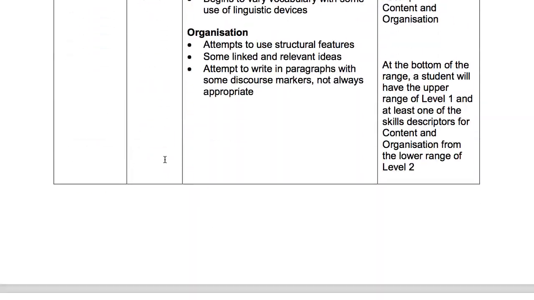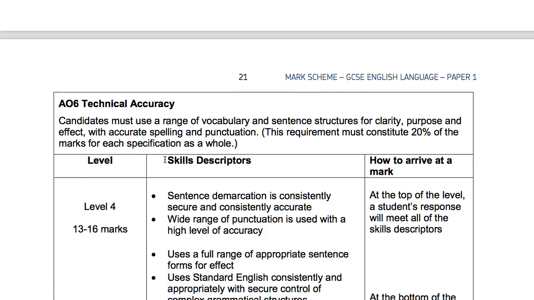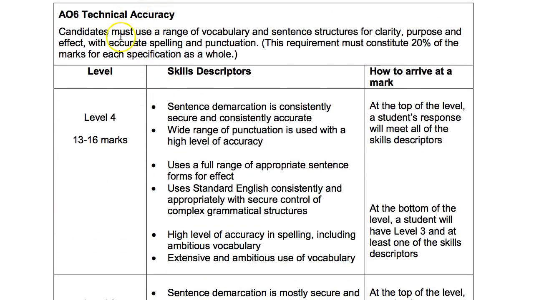Now we'll look at the next thing that the examiners are looking for, and that is the technical accuracy. So this, interestingly, isn't just about punctuation. It's also about your vocabulary and sentence structure, not just to be clear, but to have some effect with accurate spelling and punctuation. So I've actually put in the correct spelling. You know, emerging writers often get the spelling wrong, and I've made sure that the commas were correct.